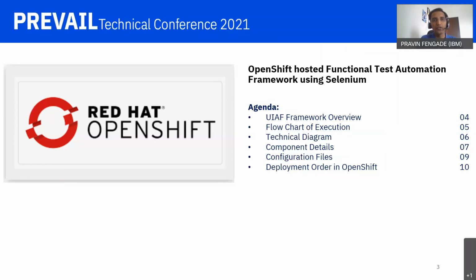And then finally, we'll talk about deployment order in OpenShift, because we will have multiple YAML files. We'll explain the sequence in which you need to deploy these YAML files to the OpenShift platform when you do the hands-on exercise. So that is pretty much the agenda for this session. Let's start without wasting much time.